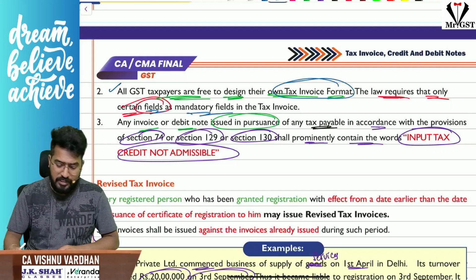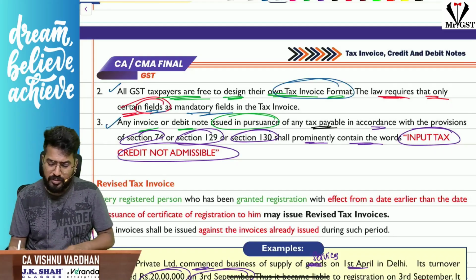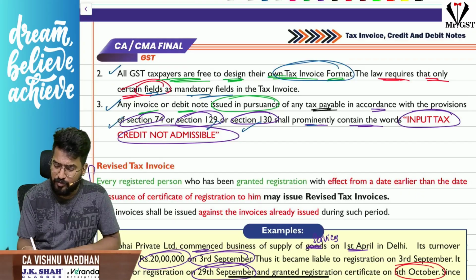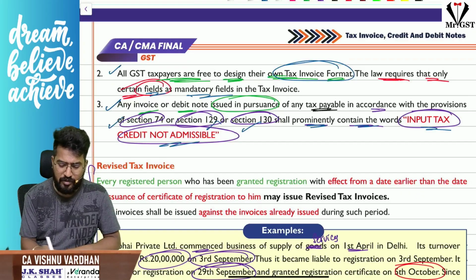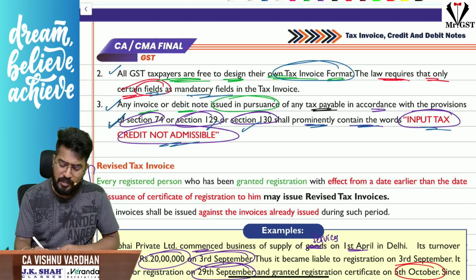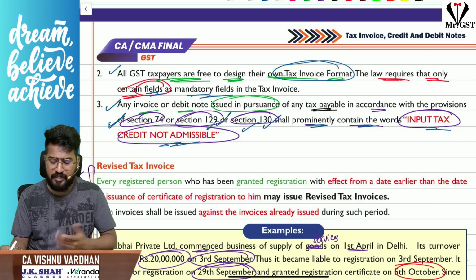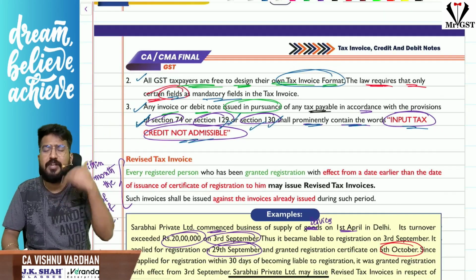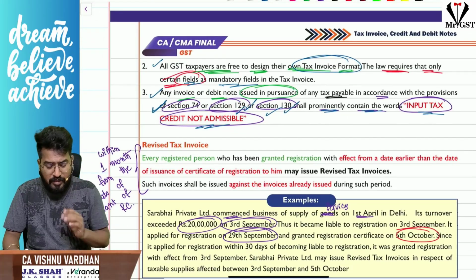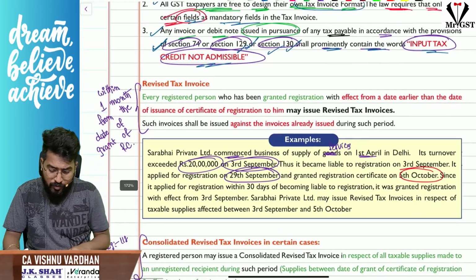Next one, sir. Any invoice or debit note issued in pursuance of tax payable in accordance with the provisions of section 74, 129, 130 shall prominently contain the words input tax credit not admissible. Obviously section 74 comes into the picture when there is willful evasion of taxes, and 129, 130 deal with detention of vehicles, all that stuff. So whenever you are giving the invoice there, you should use the words input tax credit not admissible. Okay, fine, that is not that great a point, don't worry about that.